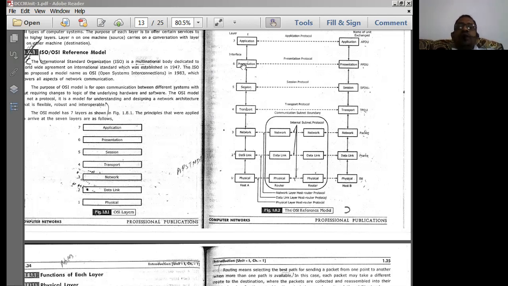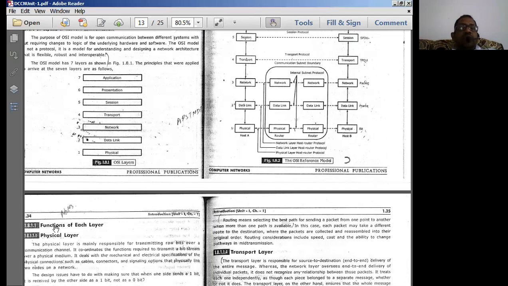So thereby your email is going to get transferred from the source computer to the destination computer. This is how the communication takes place. Now, in this process, we are going to deal with various types of layers.